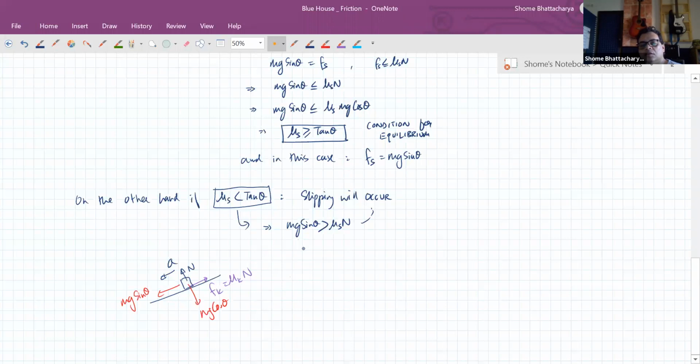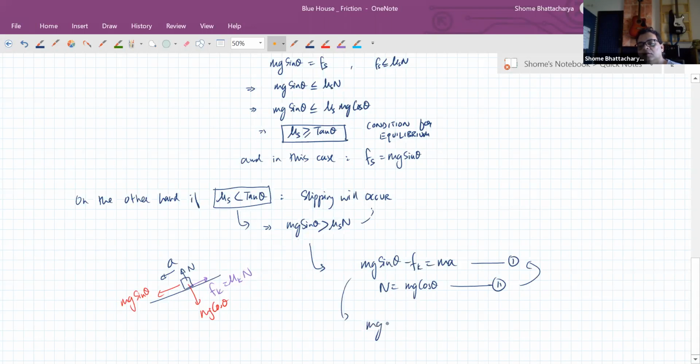So in this case, if slipping occurs, mg sine theta minus kinetic friction will become mass into acceleration. And normal reaction is equal to mg cos theta. So we'll substitute this in this equation and we will get mg sine theta minus coefficient of kinetic friction into mg cos theta is equal to ma. So the acceleration will become g into sine theta minus mu k into cos theta.